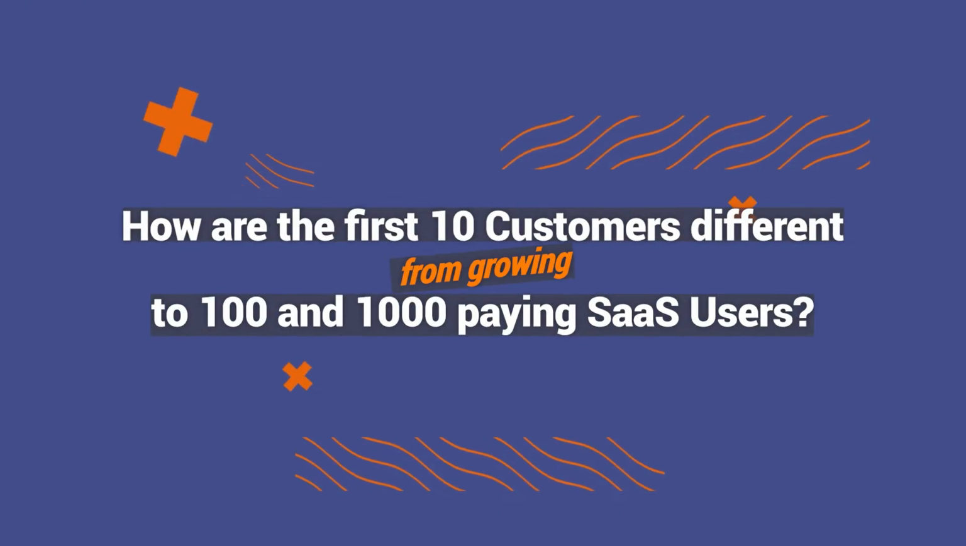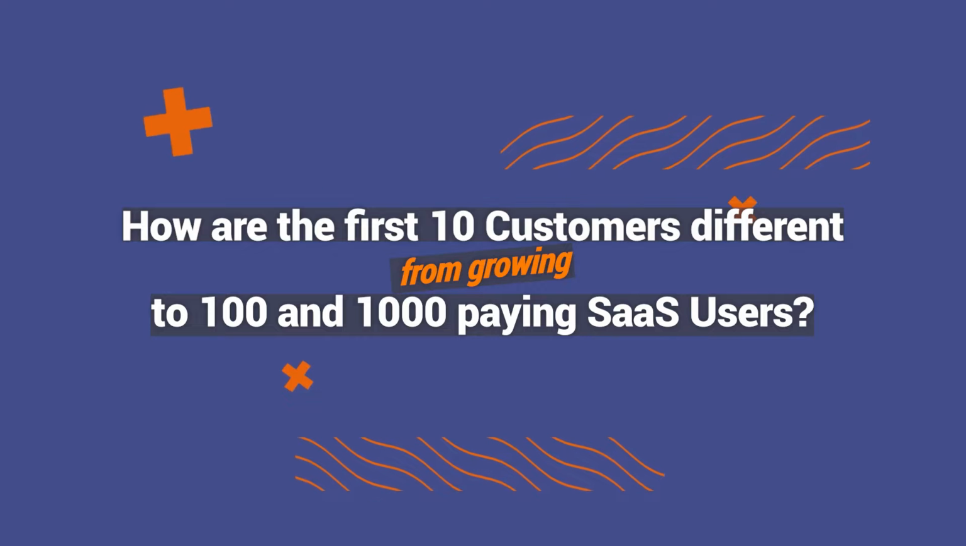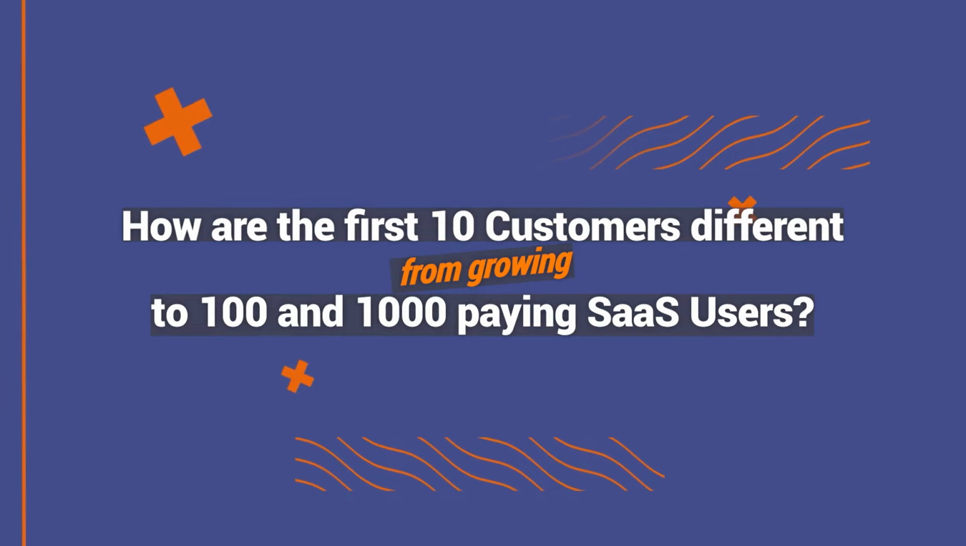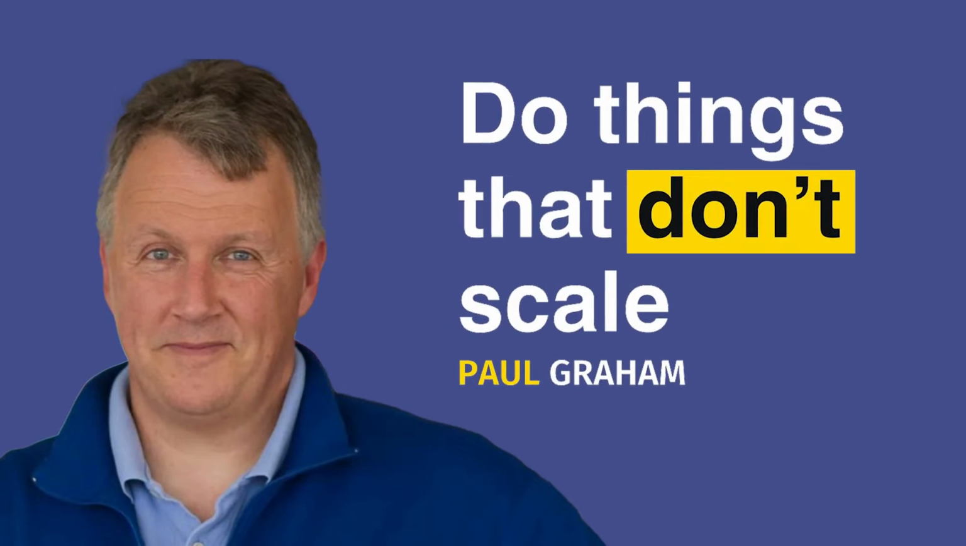So, how are the first 10 customers different from growing to 100 or 1,000 paying SaaS users? There are many differences, but I will emphasize one major difference that you need to accept. As Paul Graham said many years ago, you have to do things that don't scale. So what will be those things?